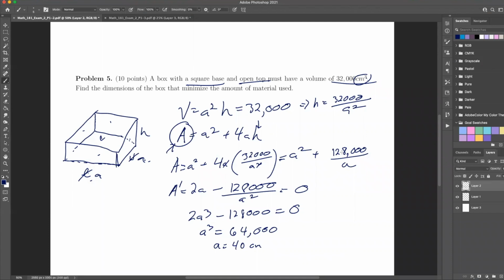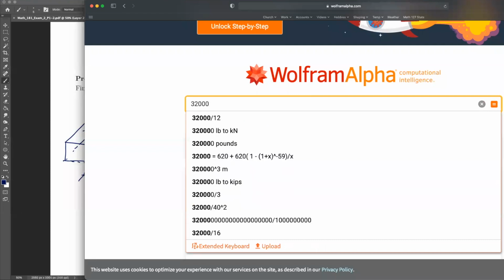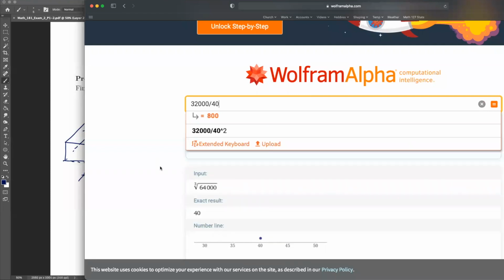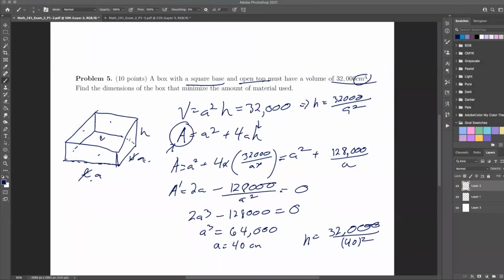So now what we want is the dimension of the box. So we know what A is, so all we have to do is find out what H is. So H would just be 32,000 divided by 40 squared. Just plug that in. All right, so we have 32,000 divided by 40 squared is 20. And so H is equal to 20.